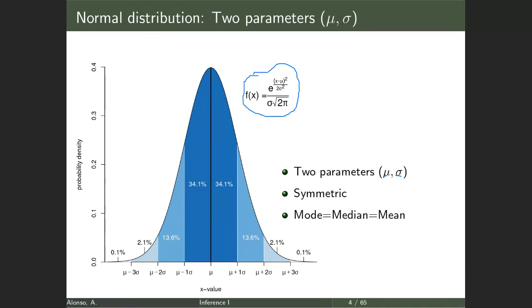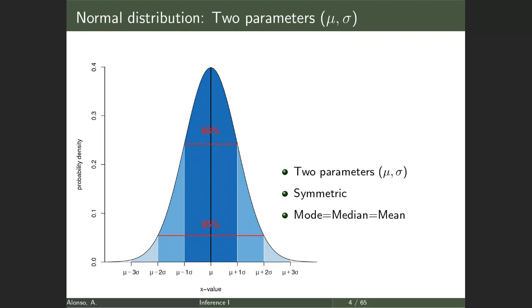It's a very elegant shape. It's this kind of bell shape. It's symmetric. That means that if you go to the center of the distribution and you look to the right or you look to the left, you are going to observe the same thing. It's the same shape. You have that the mode, the median, and the mean of the distribution are all equal. So it's a very nice mathematical object. You can work with it very easily. You can obtain mathematical results very easily with the normal distribution.